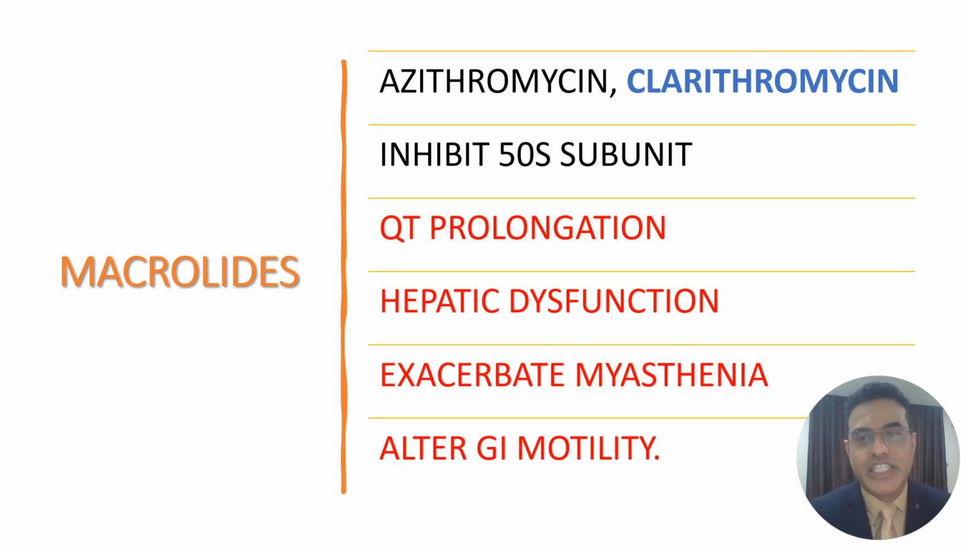The mechanism of action is it inhibits protein synthesis by inhibiting the ribosome 50S subunit. And the important consideration, we should be careful with the QTc in elderly people on cardiac medication. QT prolongation is very common in macrolides and fluoroquinolones. And cholestasis and hepatic dysfunction are also common. Somebody with myasthenia gravis, always try to avoid these drugs as they are notorious to exacerbate myasthenia crisis.